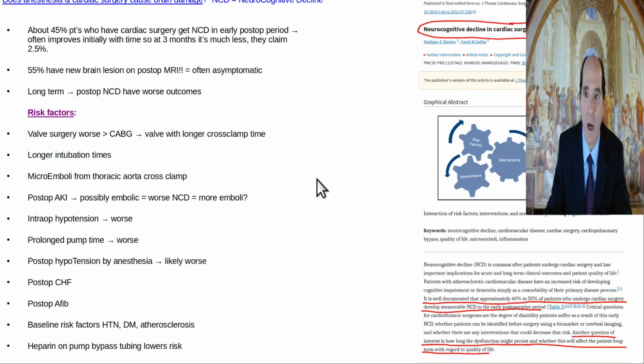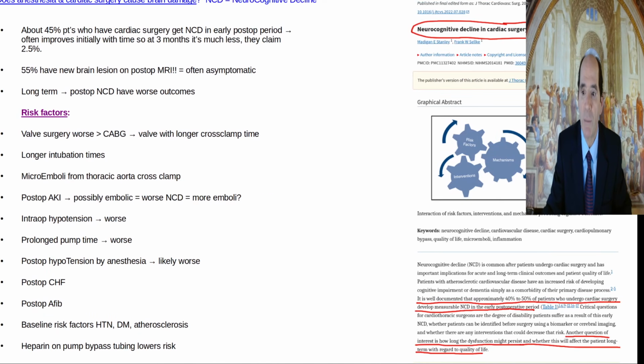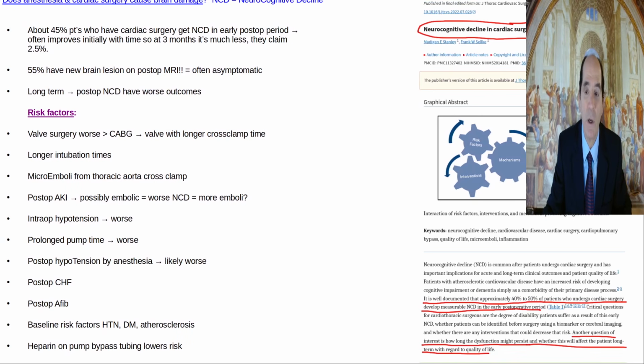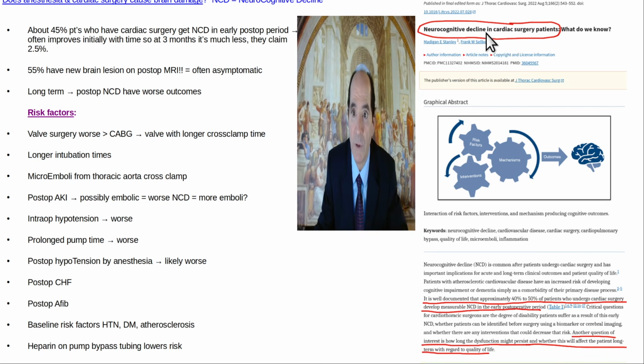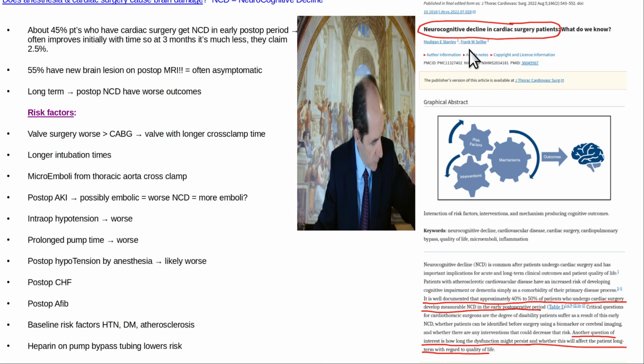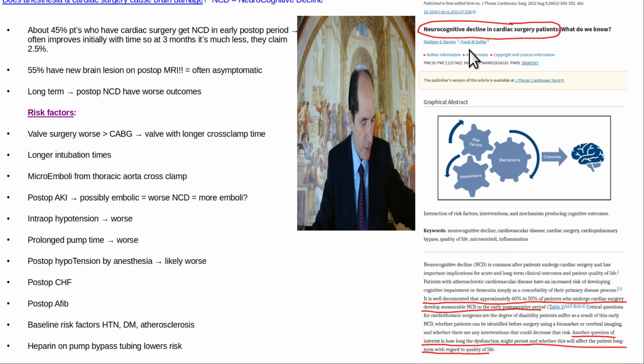Okay, so now we're going to talk about this paper. You can look up this paper yourself on the internet. Just type it into your browser: Neurocognitive decline in cardiac surgery patients: what do we know? Author's name, Madigan Stanley. It's from the Journal of Cardiovascular and Thoracic Surgery from the year 2022. So here's what's interesting about it.